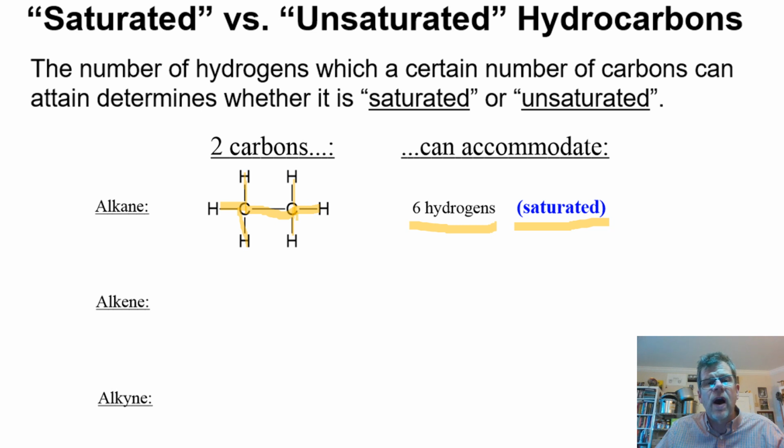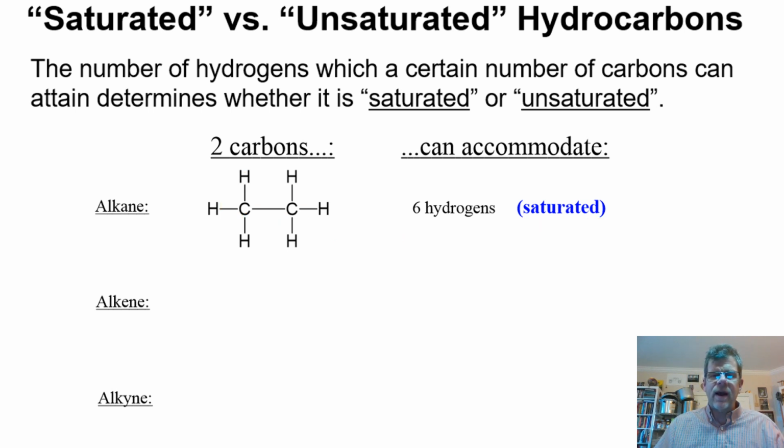If I drew on another hydrogen, well, that's a problem now because I have 5 bonds around one of those carbons. You can't do that. That cannot happen. So we have a situation where we can only have 6 hydrogens around 2 carbons.